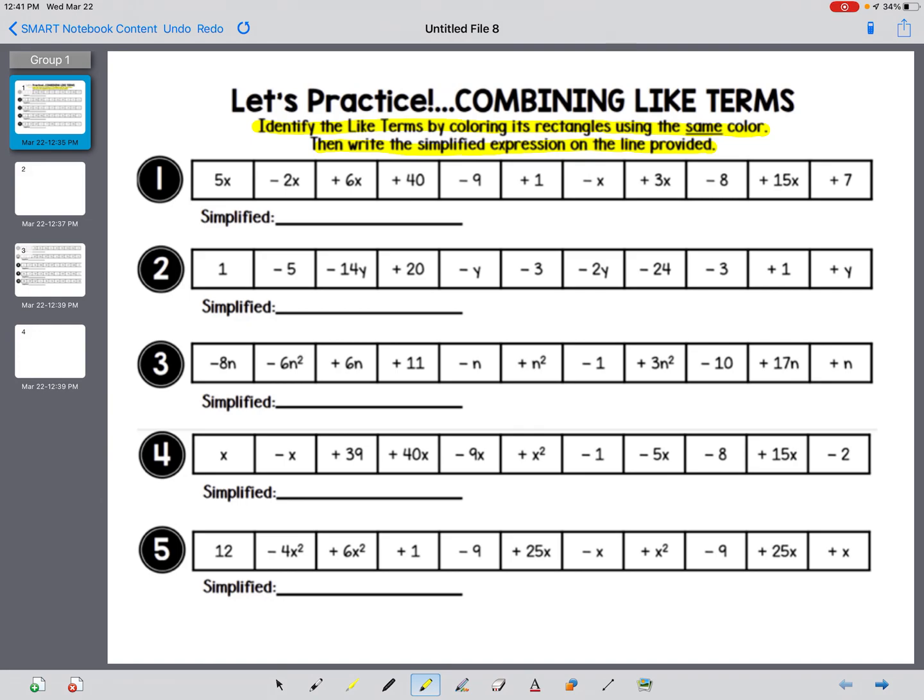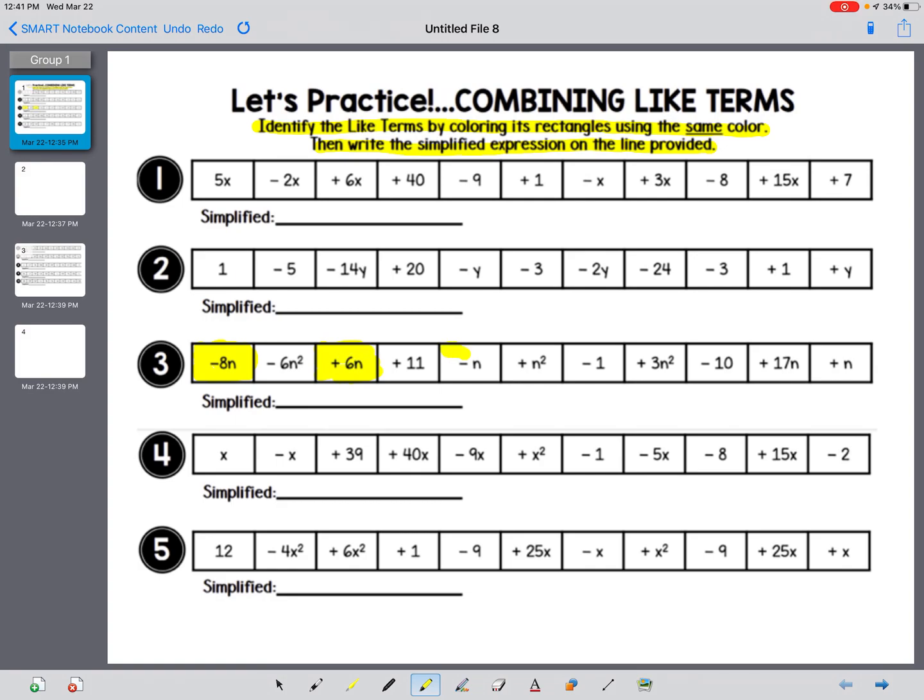So what we need to do is identify like terms, which can be done by grouping the terms together that have the same variable raised to the same exponent. So let's begin in 3. What I want you to notice is we have a negative 8n, and so we'll choose yellow for all of the terms that have n. The next one is negative 6n squared, so that's not a like term with negative 8n because that's n squared. But positive 6n is a like term, so we'll color that yellow.